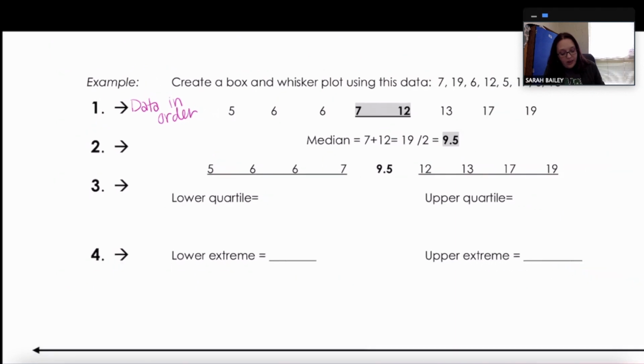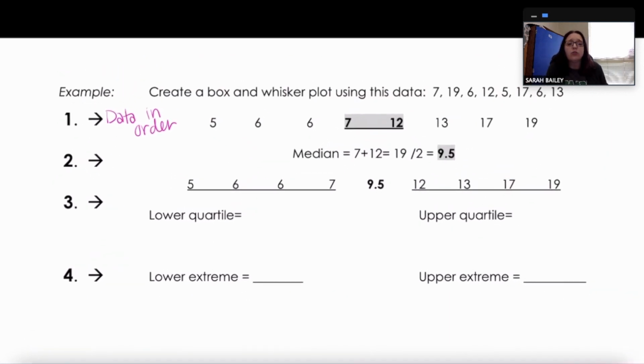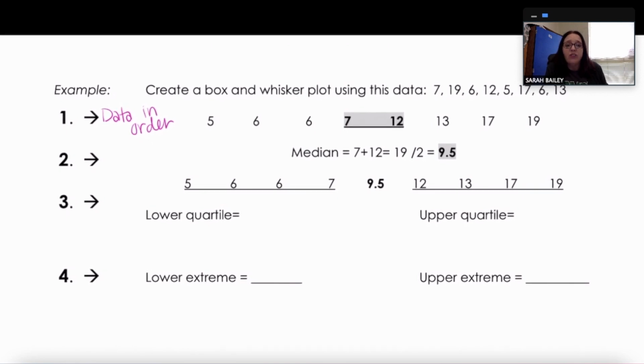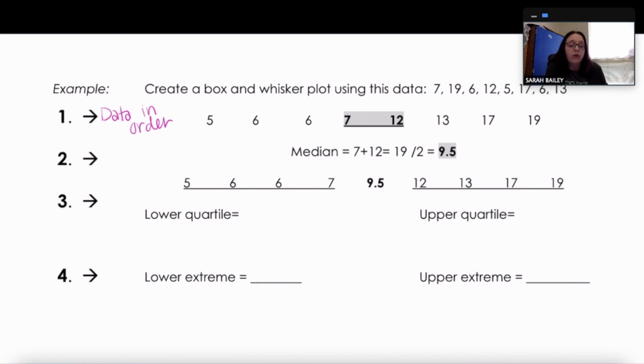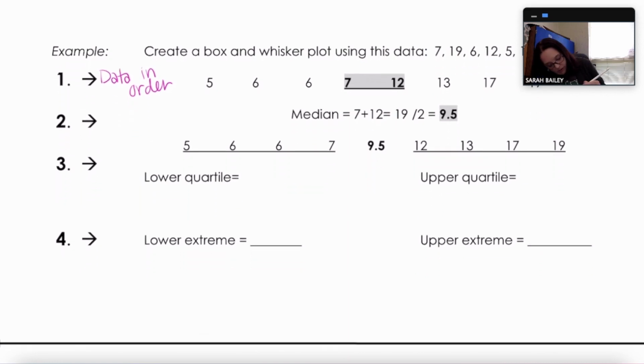Once we put the data in order, find the number that is in the middle. So in this case, there were 2 numbers in the middle, right? So you had to add the 7 and the 12. They were the 2 that are left in the middle. Then divide by 2. So our median is 9.5. So I'm going to write find median. That was the second thing that was done.